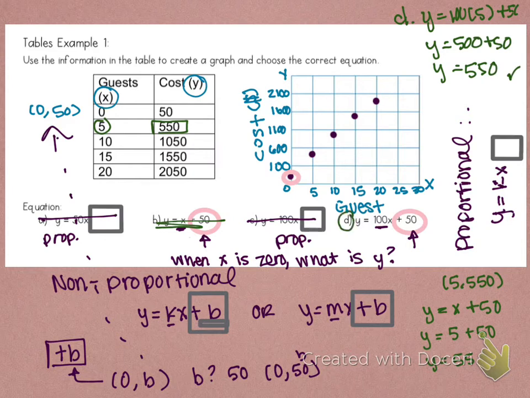So the answer is D. If you don't have all of this written down, please press pause and continue writing. Important things to find out here is that your b is when x is 0, what is y? In this case, x was 0, y was 50, so that's our plus 50 and where that comes from. And then the next important thing is what a non-proportional equation looks like, and that's your y equals kx plus b.